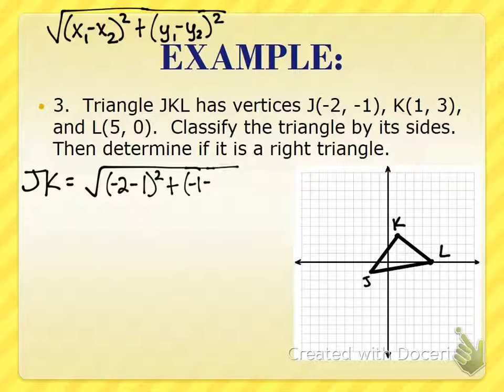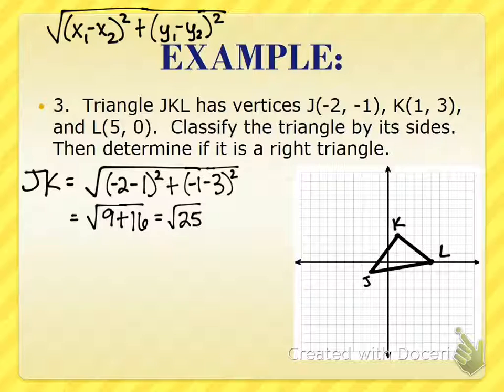-1 minus 3 squared, -2 minus 1, -3 squared is 9, plus -1 minus 3, -4 squared. Add them together, we get the square root of 25, which is 5. So we know that JK has a length of 5.